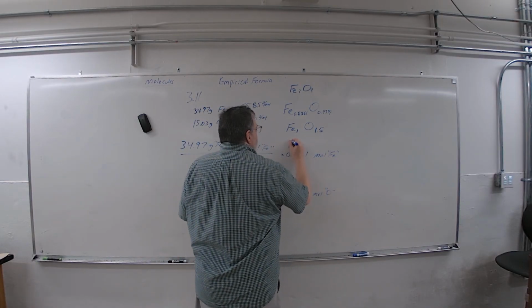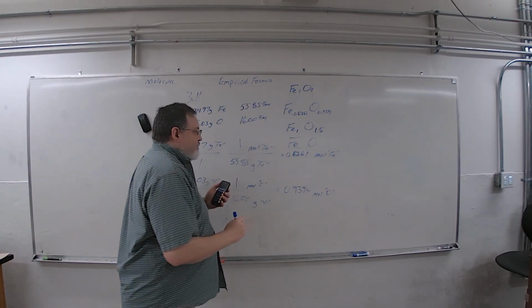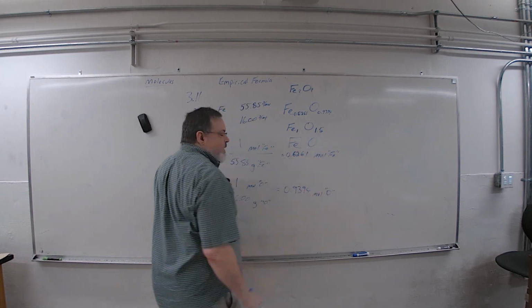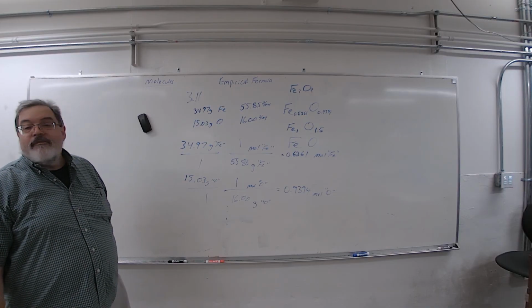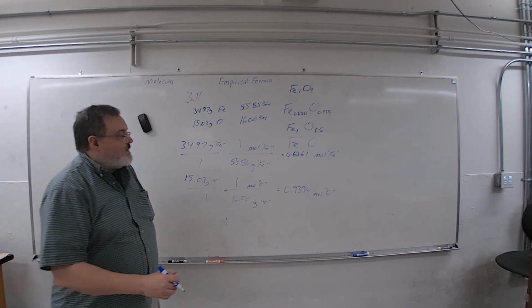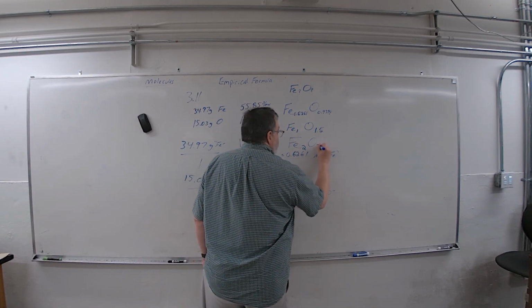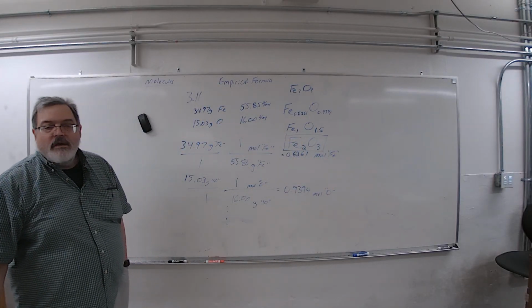We're trying to get to whole numbers. So what can I multiply through by to make this the smallest whole number it could possibly be? 2. I'm going to multiply both of them by 2, which gives me this times 2 is 2, this times 2 is 3. That's the empirical formula.